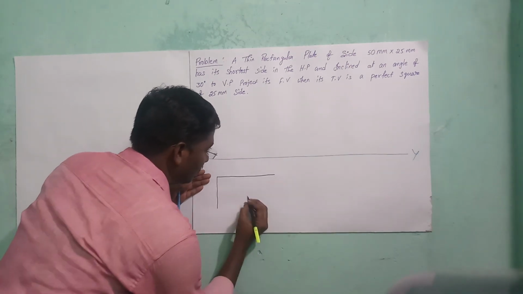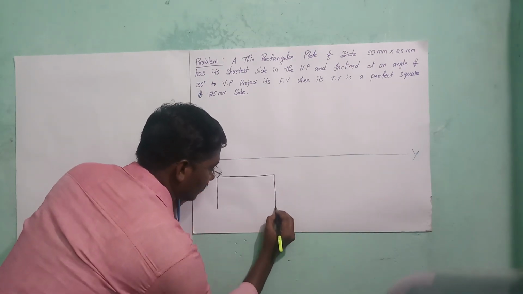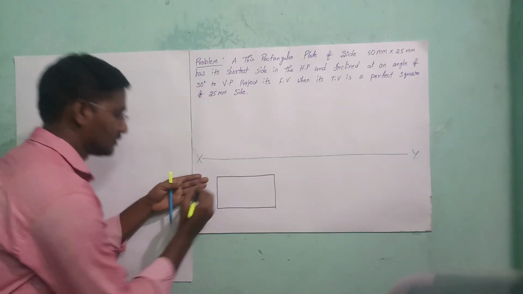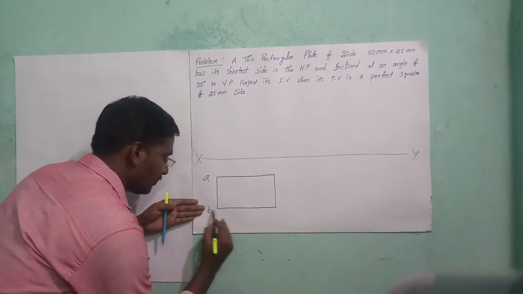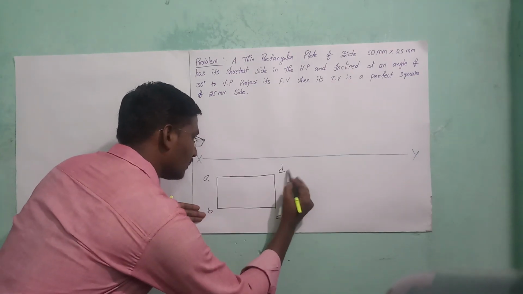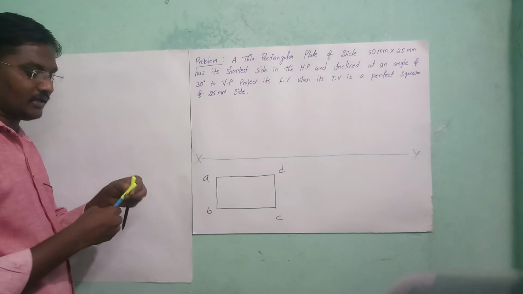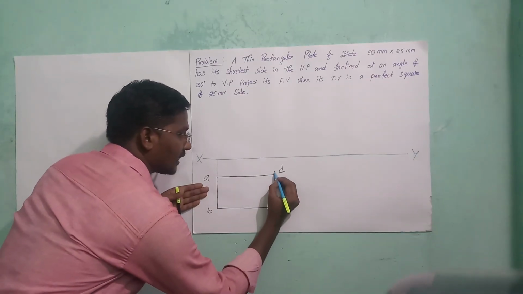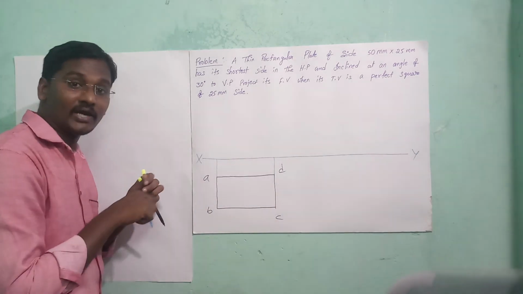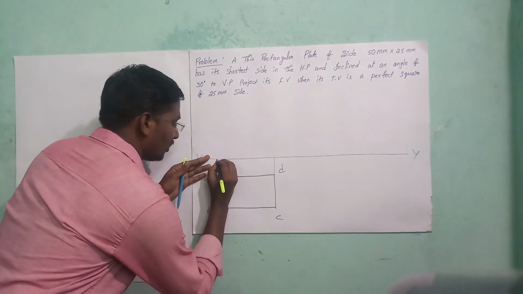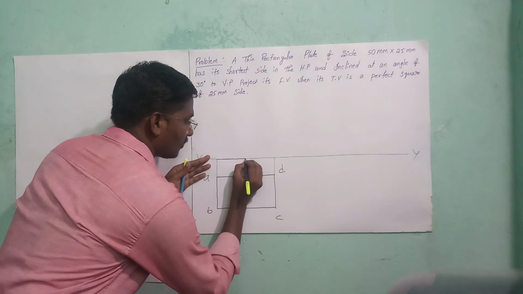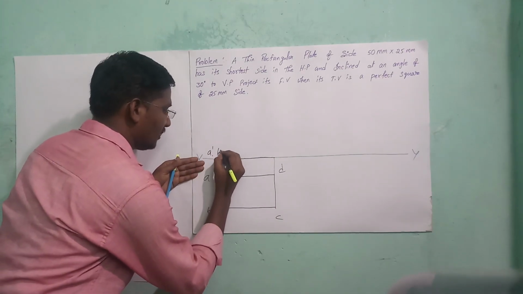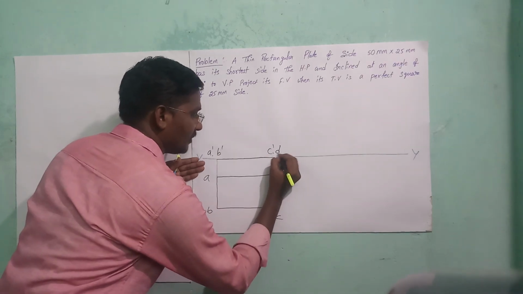It was a rectangle, 50, 25, 50 like this. Now locate the positions A, B, C and D. After that, draw the vertical projection lines up to the reference line. Now when we are looking from the front view, it looks like a straight line. Draw the straight line here. Now this is the point A dash, B dash. This is the point C dash, D dash.